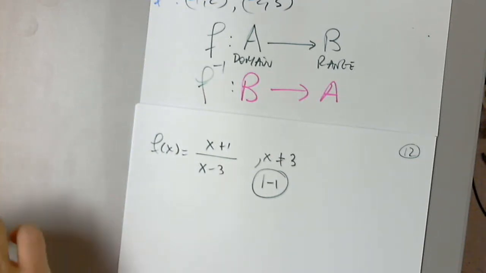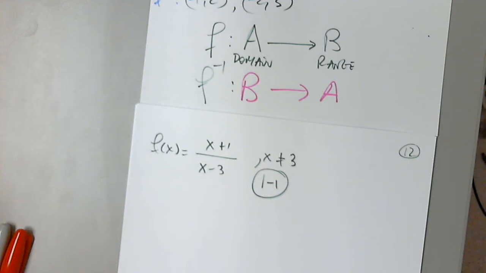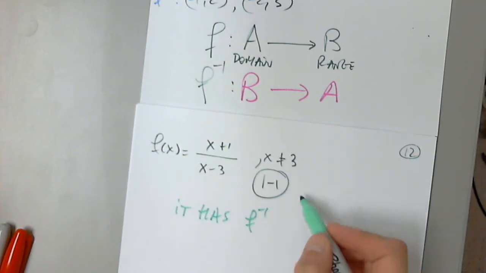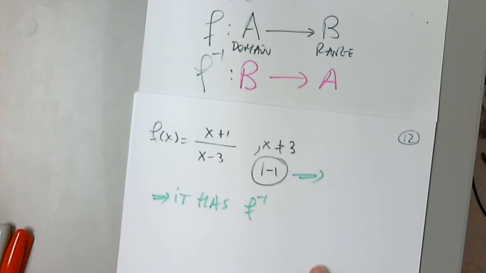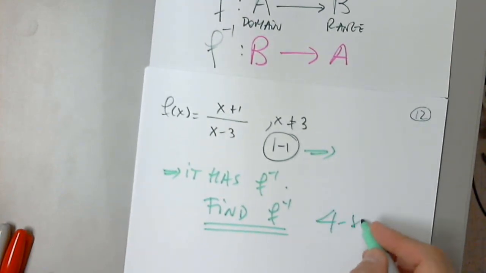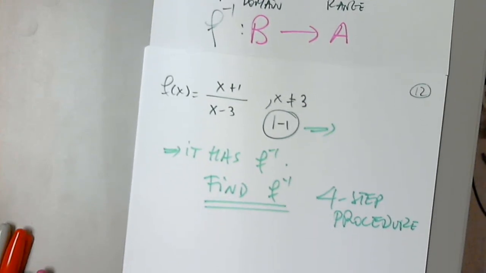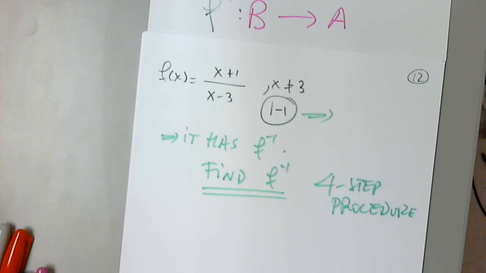And I'm asking you, do you think this function will have an inverse function? Of course. So it has f inverse as a result of being 1 to 1. And let's say we're asked to find f inverse. It's a 4-step procedure to find a function that reverses what f does. That's what it means. Undoes what f does.